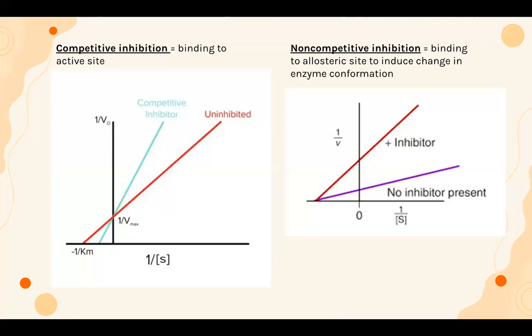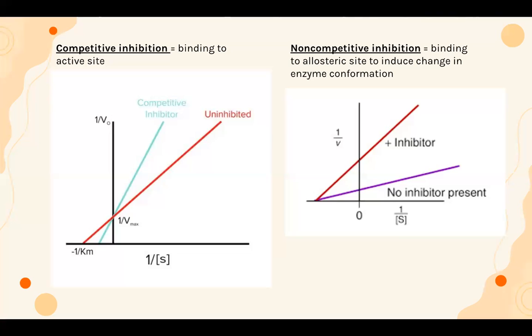This is because there's less enzyme that's available to react. And the reason why is because as you have more non-competitive inhibitors binding to allosteric sites and essentially disabling normally good enzymes, you have less enzyme available to react. And this causes the maximum velocity to greatly decrease.